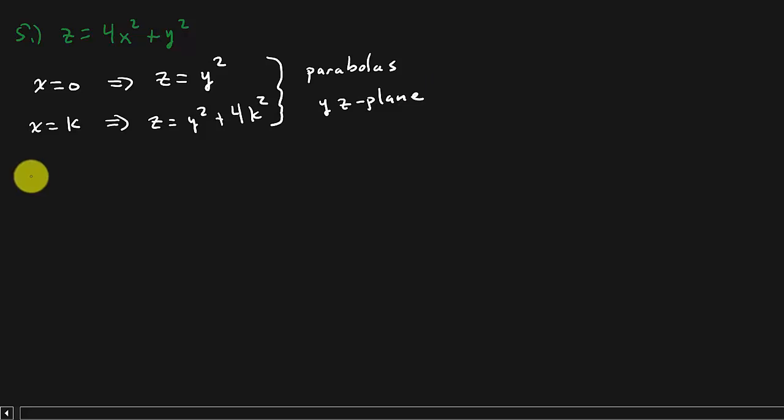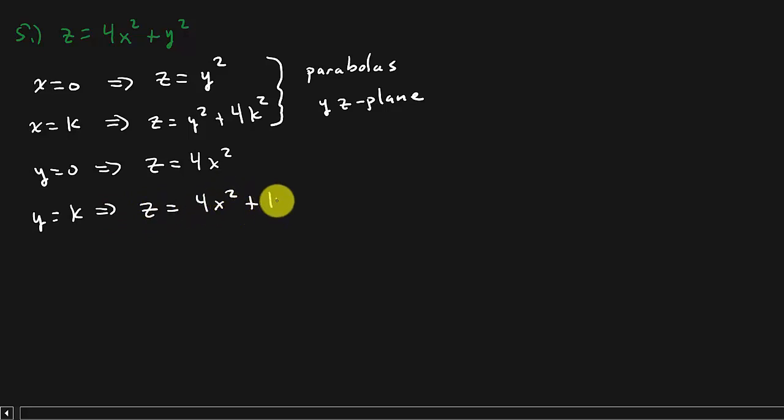All right, and then let's do y equals 0, which is going to give us z equal to what? z is equal to 4x squared. That's when y is 0. And then if we let y take on any value k, then I get z is equal to 4x squared plus k squared. And remember, k is a constant. And what are these traces? Well, these are parabolas in which plane? In the xz plane. All right.